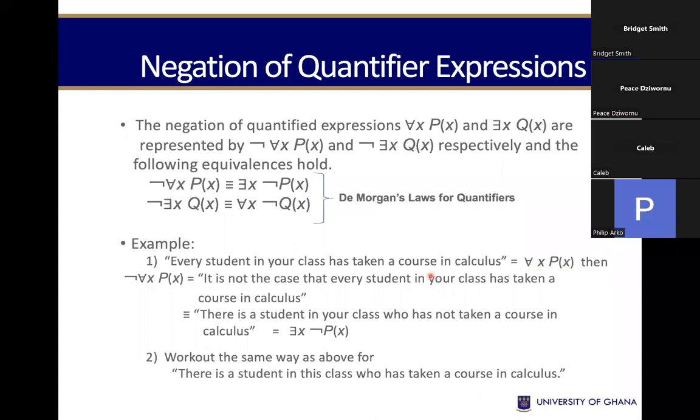Now, then the negation from what we heard here will be negating the whole of this. So if you negate the whole of this statement, then we can say that it is not the case that every student in this class has taken a course in calculus before. That is the meaning. If you're negating the whole of this statement, remember, if you bring in "it is not the case," then you can repeat the whole of the statement. That means I've negated the whole statement.